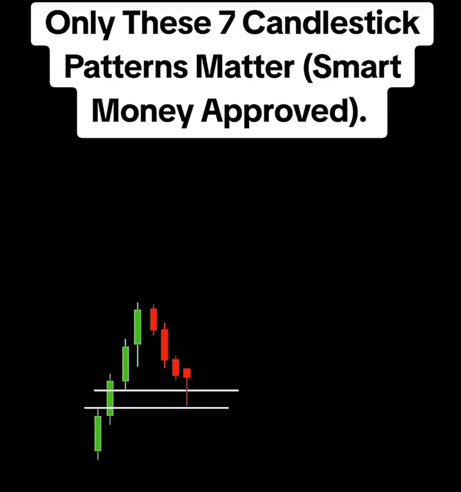So you wait for price to pull back into the zone. But don't rush in yet. You need to see a clear rejection. That rejection tells you the zone is respected. The market recognizes it, and smart money is stepping back in. That's your signal. That's your entry.